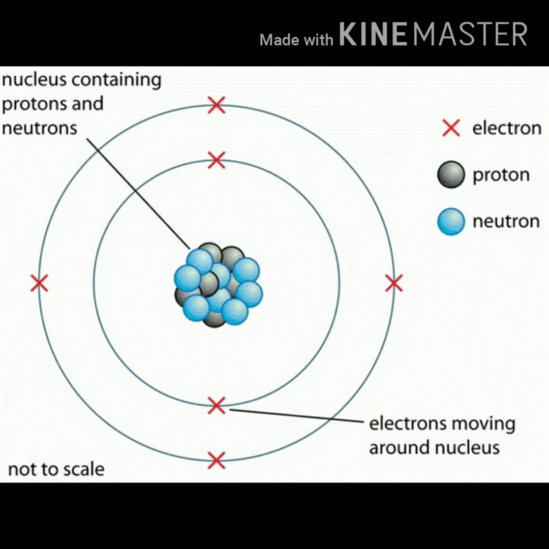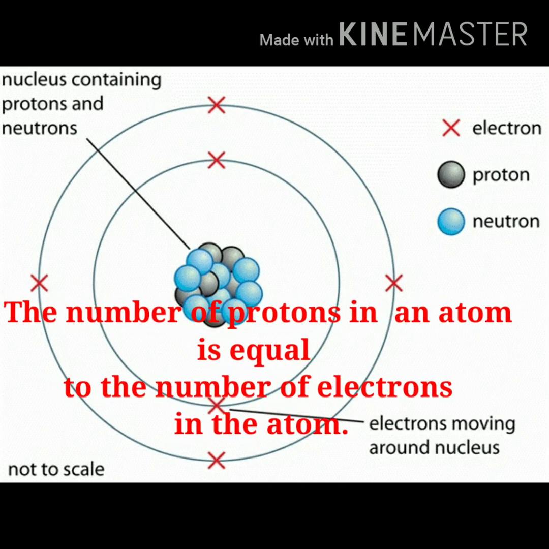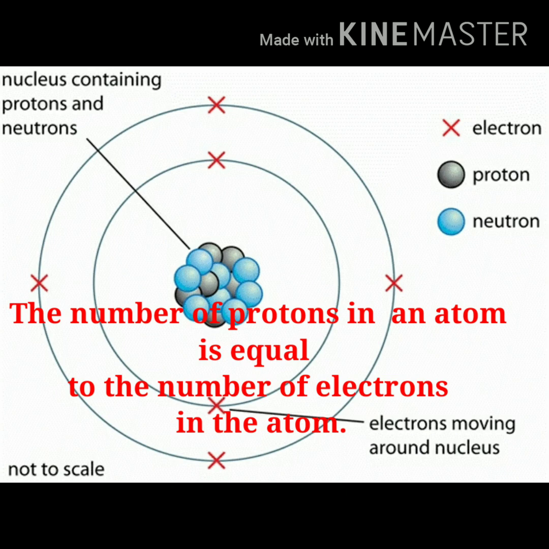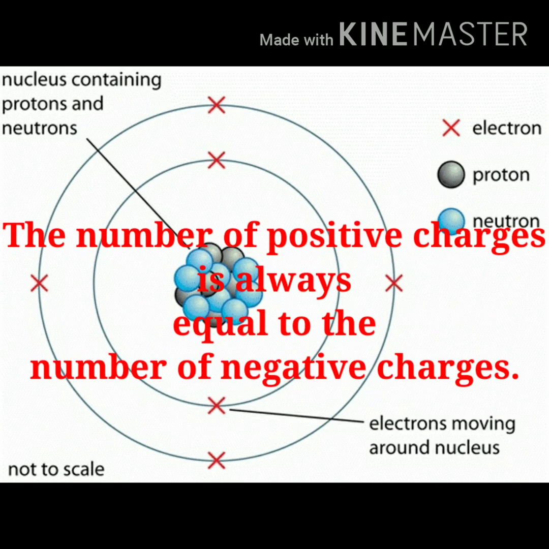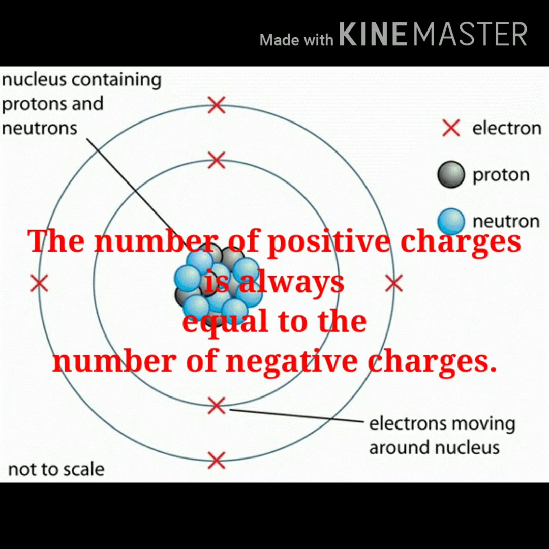Now, one very important thing to remember is the number of protons in an atom is always equal to the number of electrons, that is negative charge, in an atom. That means the number of positive charge in an atom is equal to the number of negative charges. So number of protons equals number of electrons.